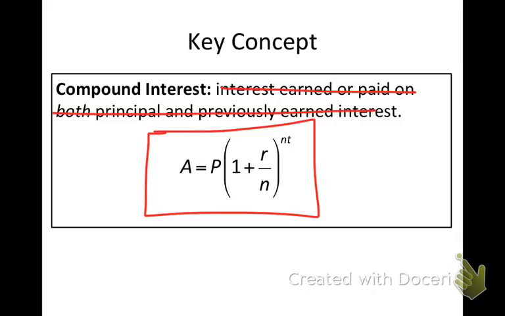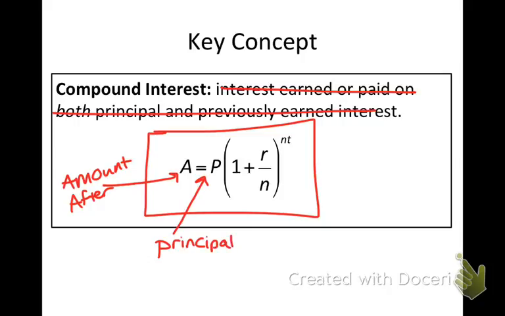So, A here represents your amount after whatever it is that's happening. The P stands for the word principal. I know that's not like the school principal, even though it's spelled the same. Principal is the same thing as your starting amount. So how much money are you starting with in your account?